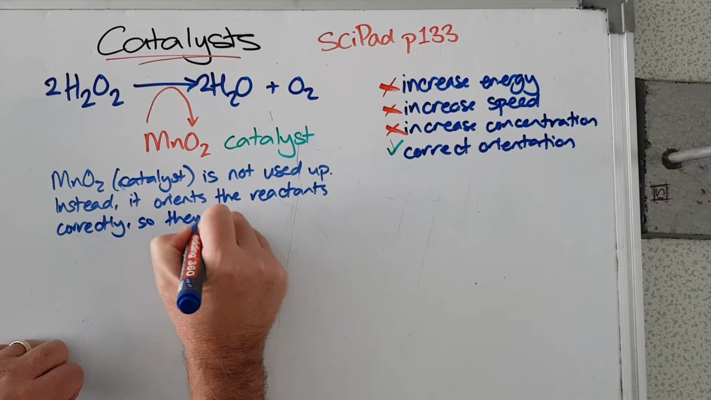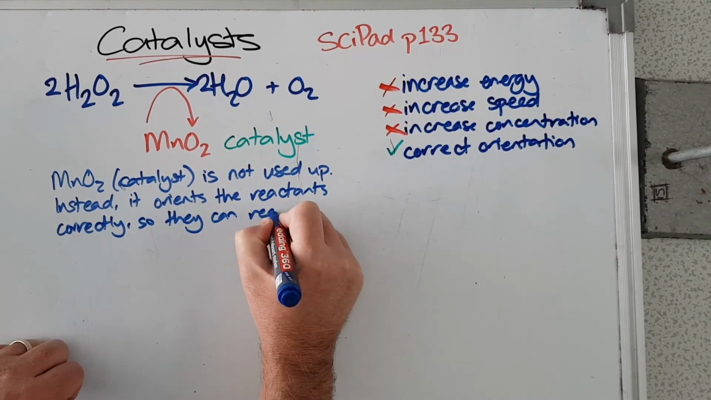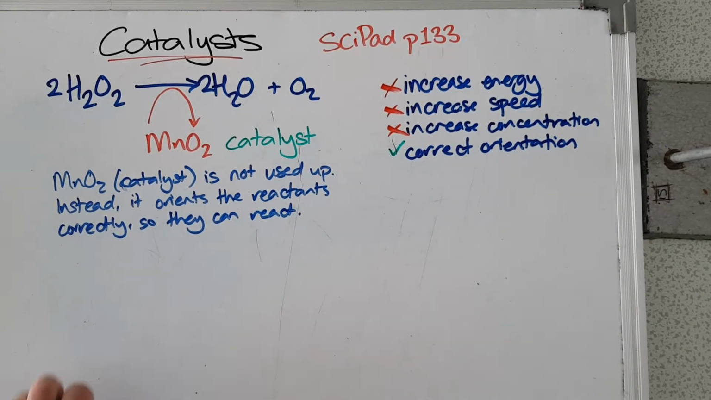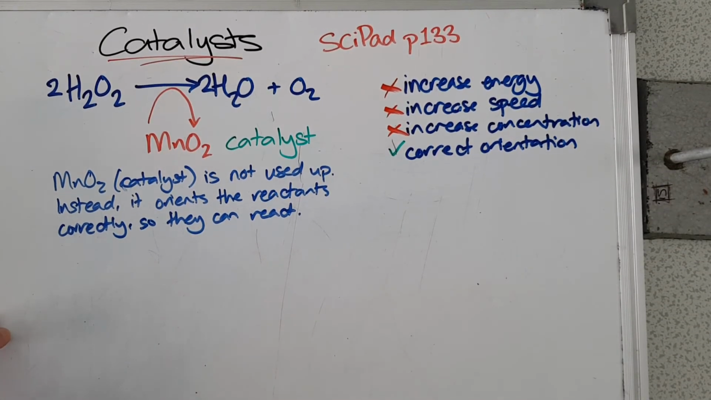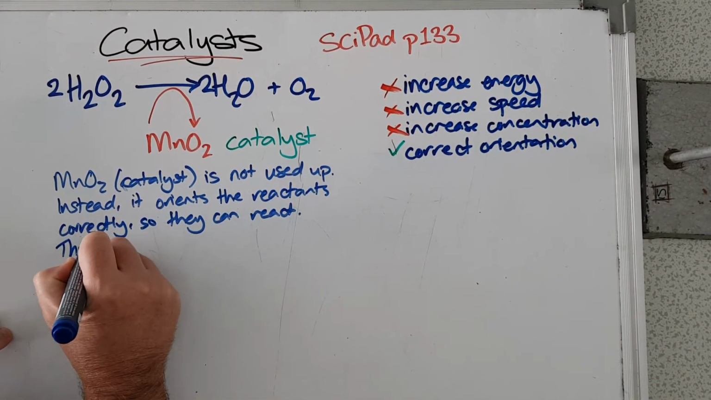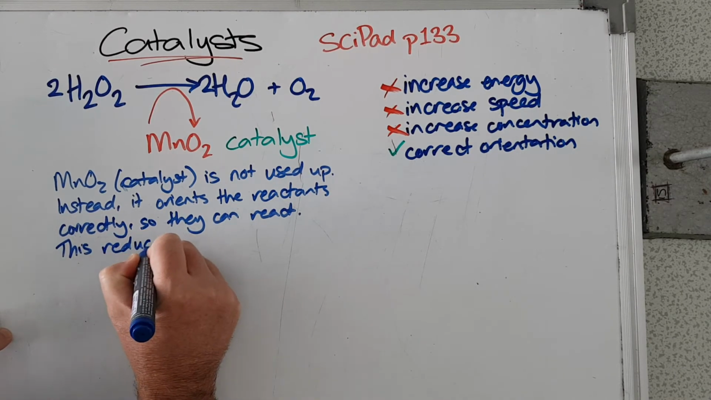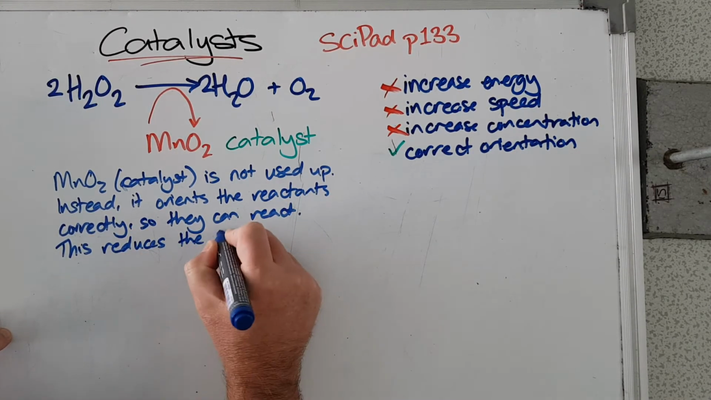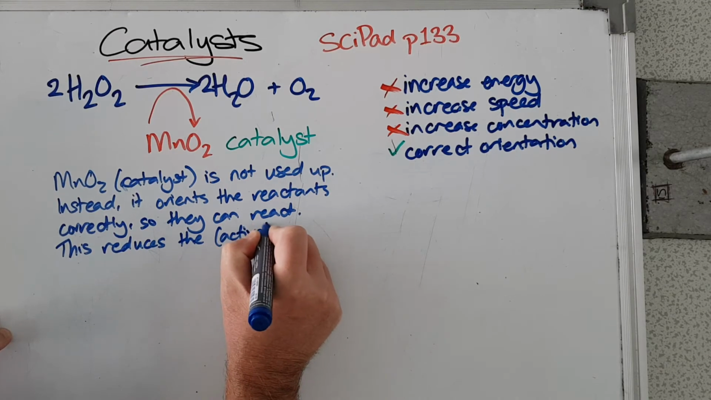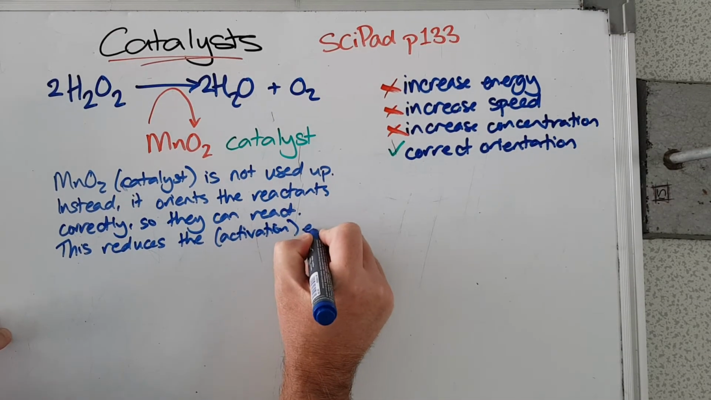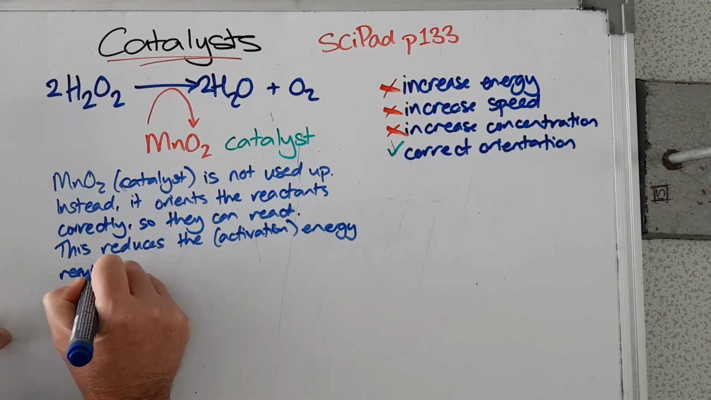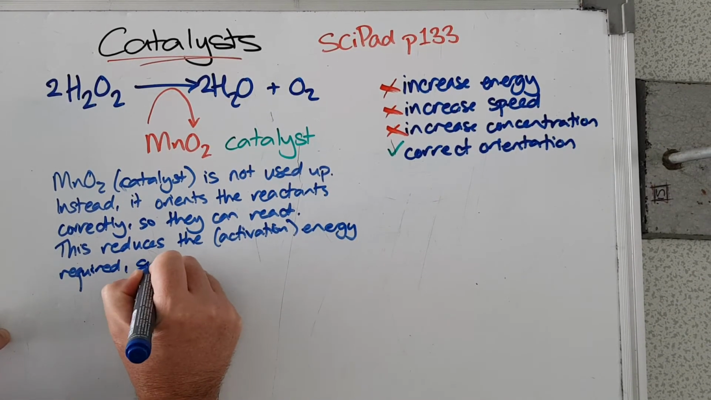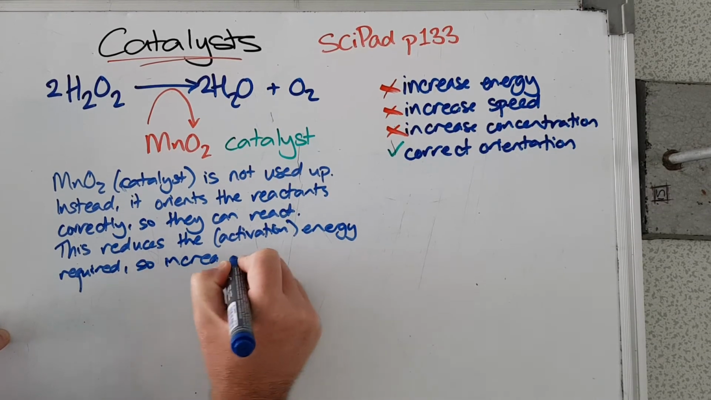so they can react. The outcome of this is that less energy is required, and that is why you get an increase of rate of reaction. The energy that this is called activation energy. So this reduces the activation energy required, so increases the reaction rate.